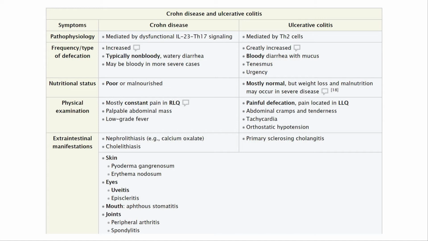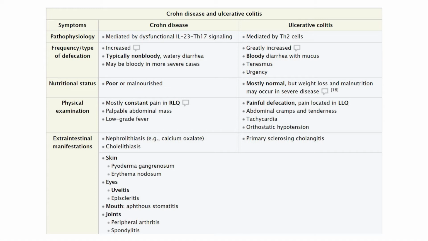On physical exam, Crohn's disease typically has pain in the right lower quadrant. And in fact, it's so commonly in the right lower quadrant that it can be mistaken for appendicitis. So you should be aware that one of the differentials for appendicitis is Crohn's disease, even in a child. Whereas for ulcerative colitis, the pain tends to be on the left side, where the sigmoid and rectum lie in the abdomen, and you get lots of cramps and tenderness. And the main thing is painful defecation in UC.